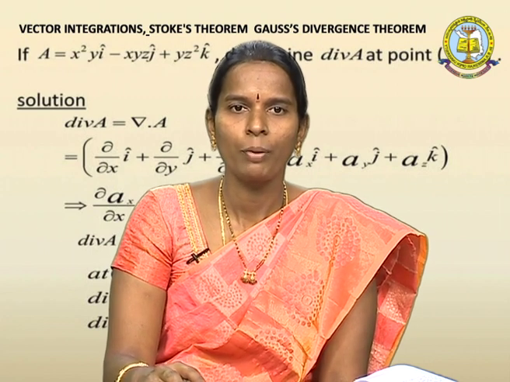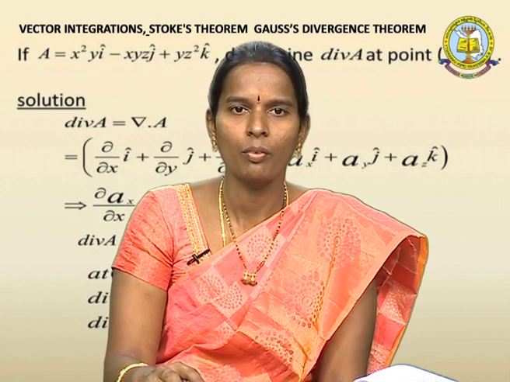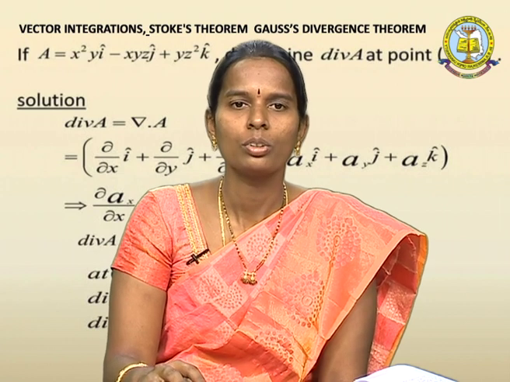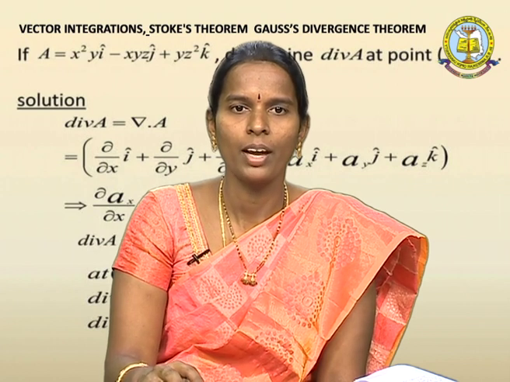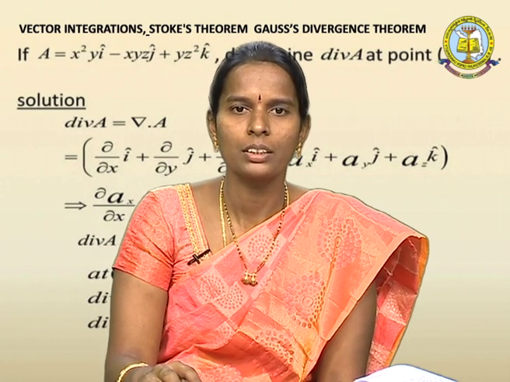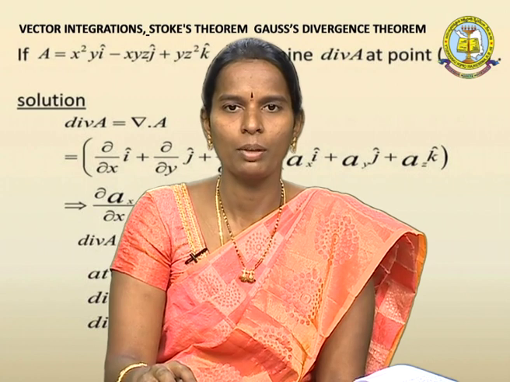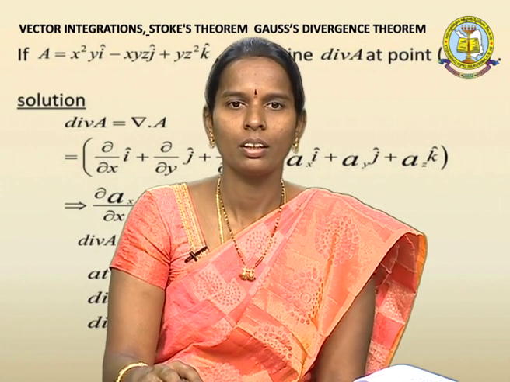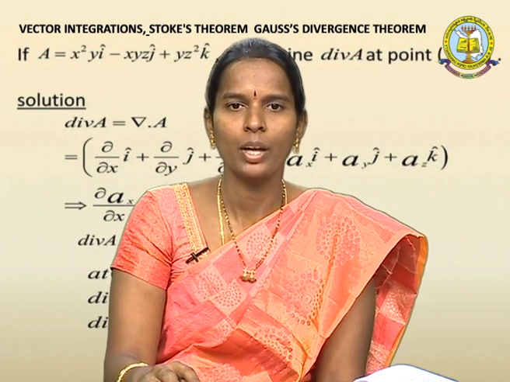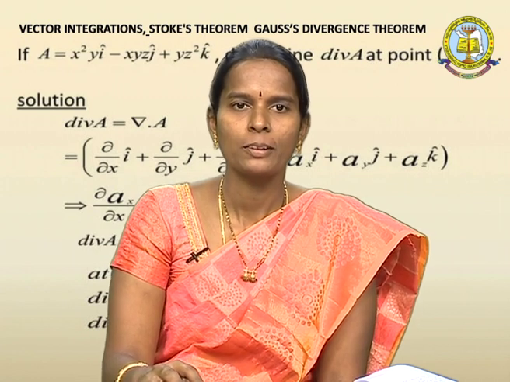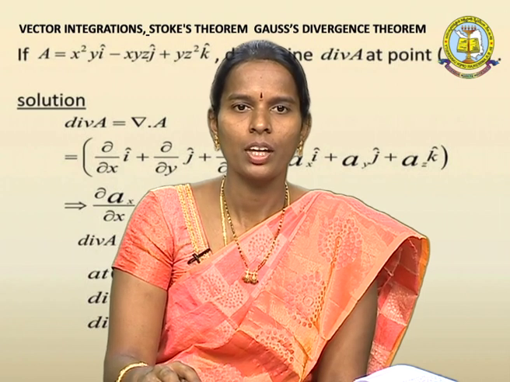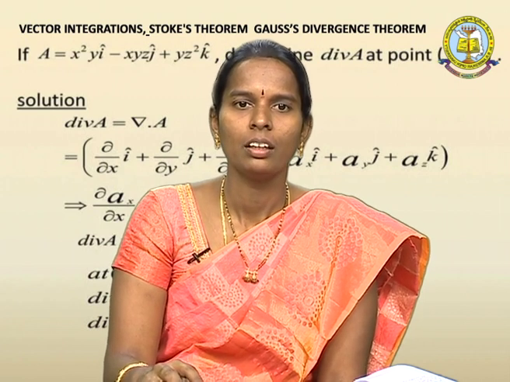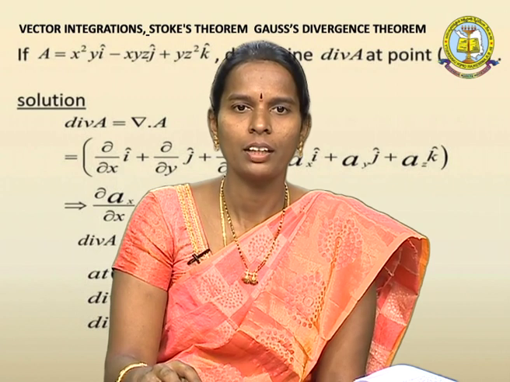That is, the phi value is 3x squared y minus y cubed z squared. So, i into dou phi by dou x plus j into dou phi by dou y plus k into dou phi by dou z. So, we partially differentiate with respect to x, y and z. With respect to x, 3x squared y gives 6xy i, and minus y cubed z squared has no x term, so that is 0.